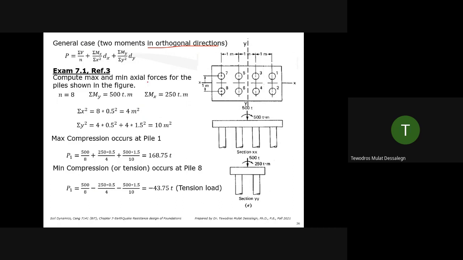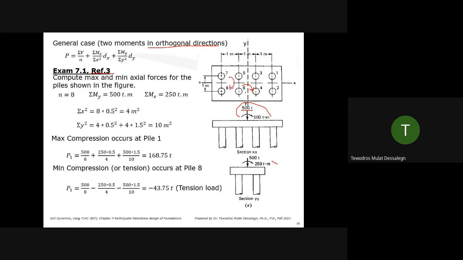So just for a static case, example 7.1, reference 3: compute max and min axial forces for the piles shown in the figure. So the loads are given. The vertical force is 500 ton, but the biaxial moment is 500 ton meter in one direction, about the y-axis, which is this one. Then about the x-axis is 250 ton meter, which is this one.